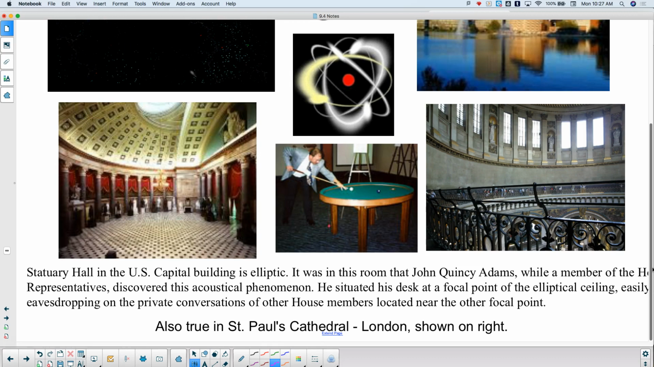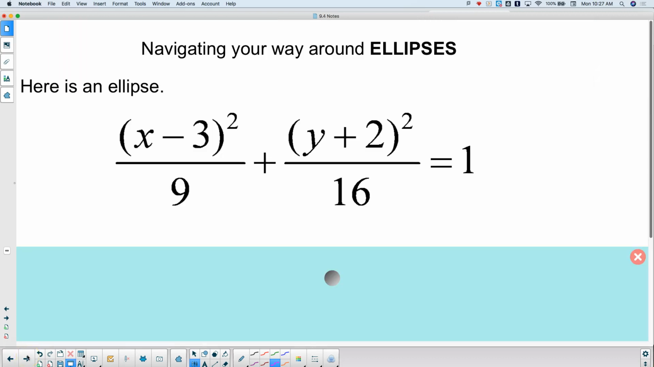So, a bunch of real-world examples there of ellipses. Okay? All right. So, this is the equation of an ellipse. How do I know it's the equation of an ellipse? Well, both variables are squared. That's how I know it's not a parabola, because in a parabola, only one variable is squared. Both variables here are squared, so that makes it a circle or an ellipse.